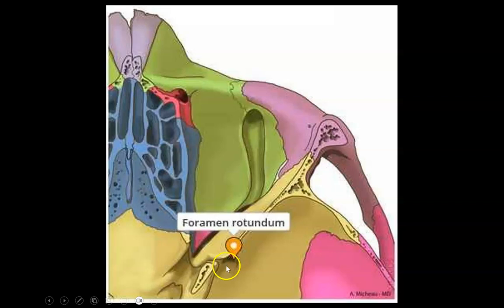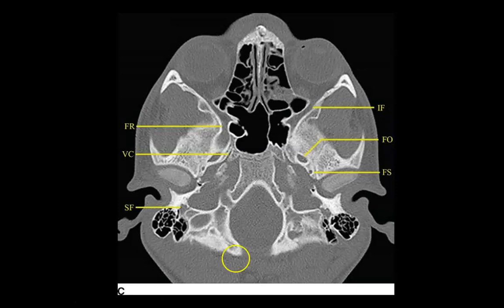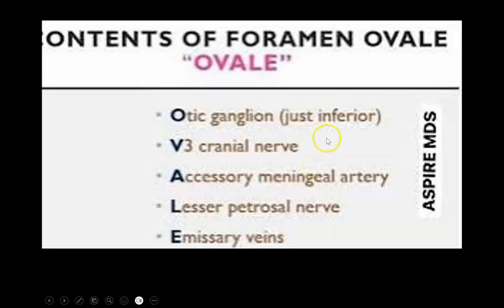Another view, foramen rotundum, medial wall of the middle fossa. Foramen ovale, you can see it when you do a CT, skull base, oval in shape. Posterior and lateral to it is the foramen spinosum. Foramen ovale, you can say the contents are the otic ganglion. It's not inside the foramen, but it is immediately below the foramen.